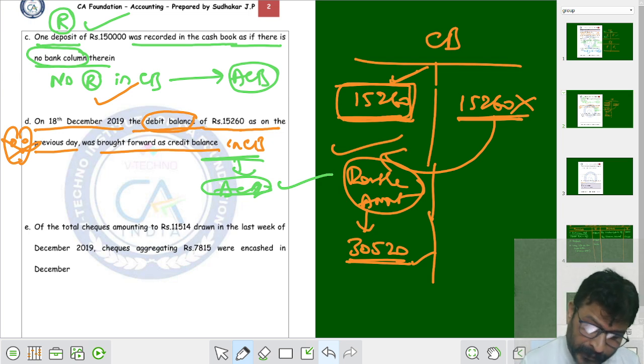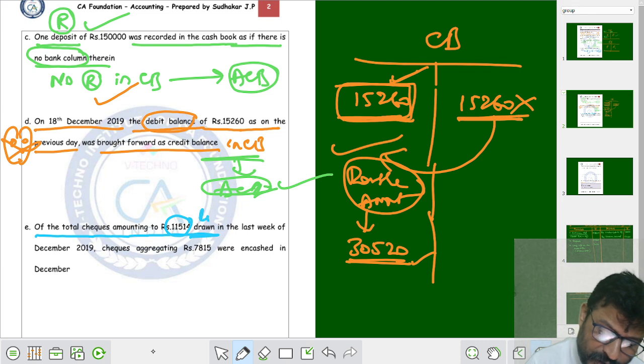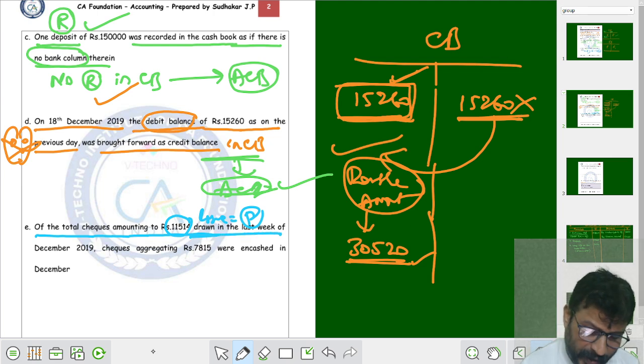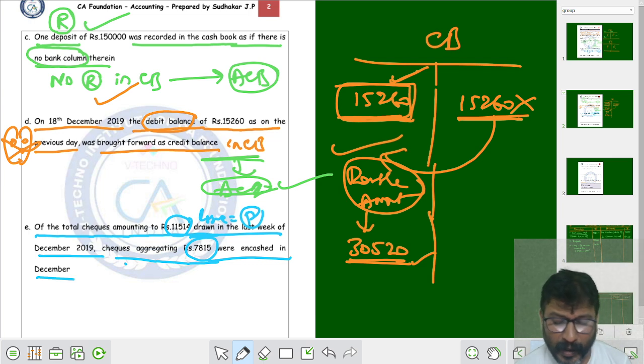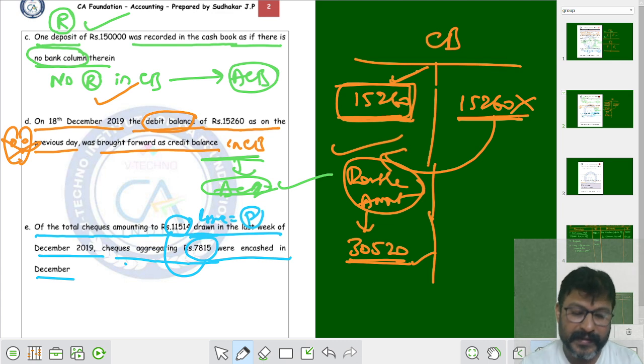Next, what happened here? I have some throat infection today. See here what happened. Of the total checks amounting to 11,514 drawn, means what? Issued. Issued means what? Payment. In the first week of December 19, checks aggregating 7,815 were encashed. Encashed when? In December. Out of 11,514, 7,815 was encashed. Remaining is what? Take the calculator.